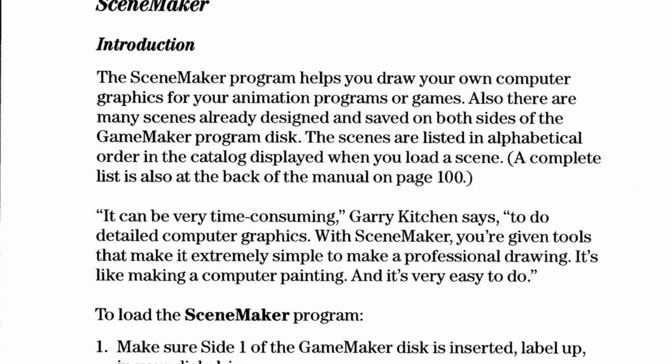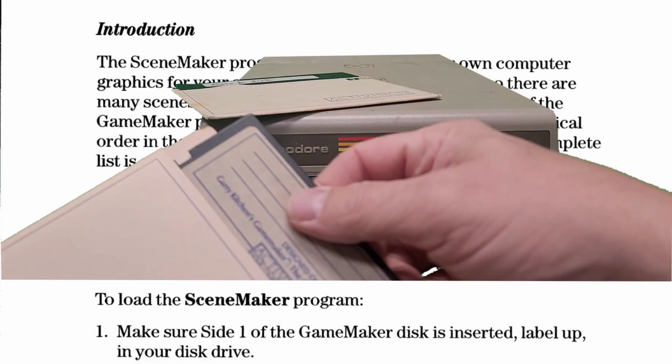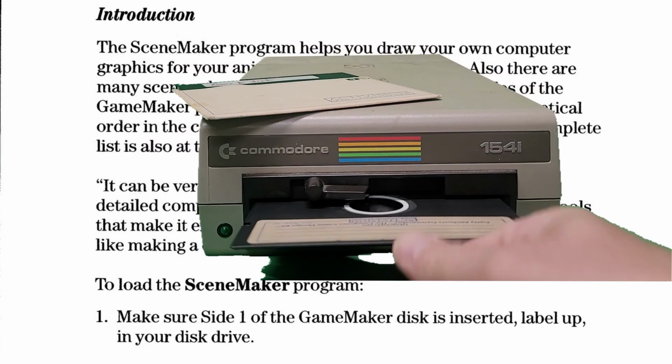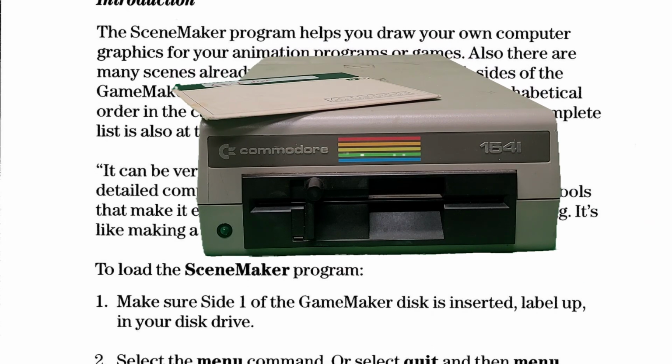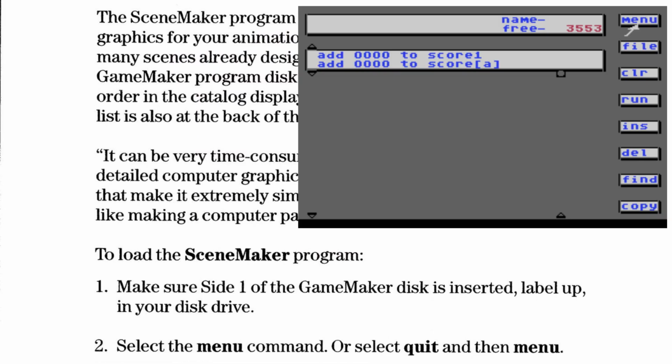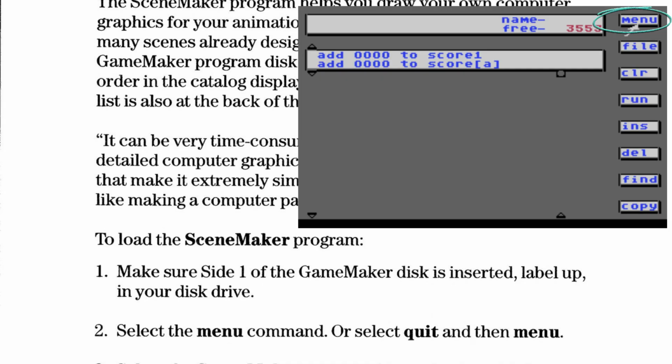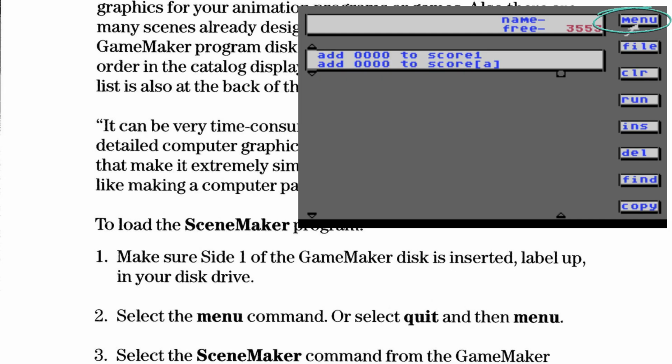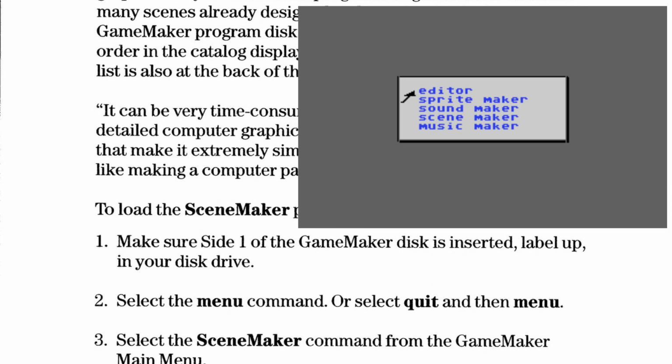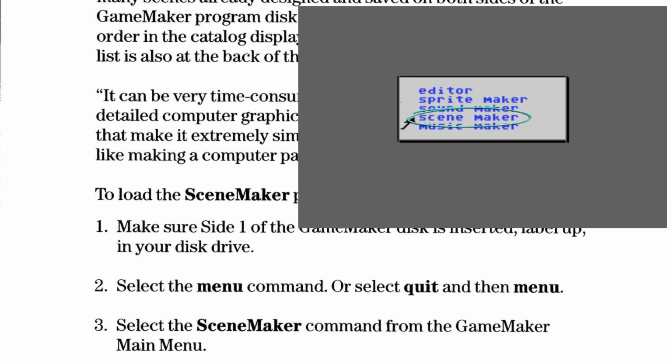To load the Scene Maker program: 1. Make sure side 1 of the Game Maker disk is inserted, label up, in your disk drive. 2. Select the menu command, or select Quit and then Menu. 3. Select the Scene Maker command from the Game Maker main menu.